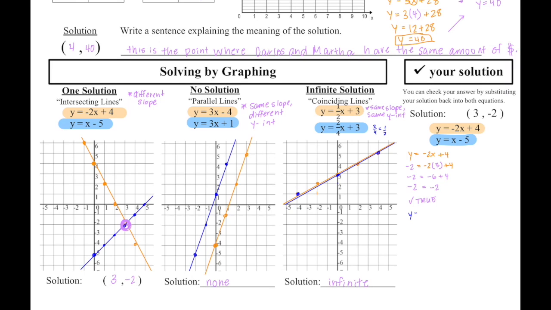I'm going to repeat the same process with the second equation to make sure that my solution works for that equation as well. And I got -2 equals -2 again, which is another true statement, so I know that the point (3, -2) is a solution to my system of equations.